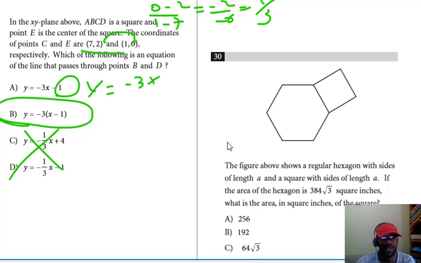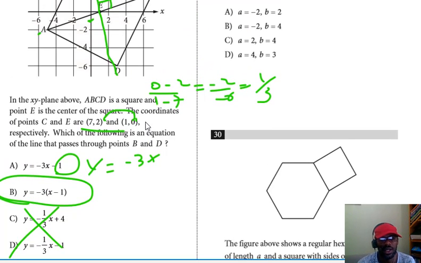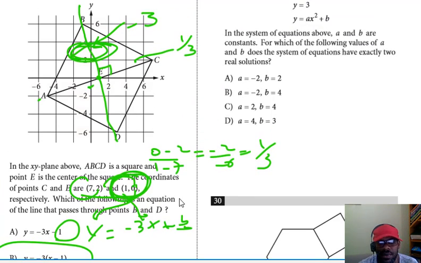Sometimes use logic. Of course, you can just substitute one of the points here to check, but you don't have to do it that way. Plus b. So to find b, just substitute this one, with y as 0 and x as 1. But logically, the y-intercept should be positive.